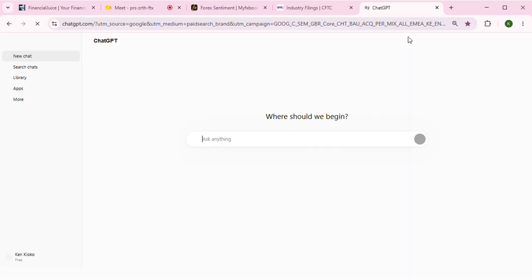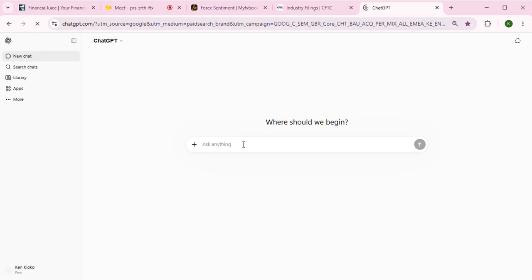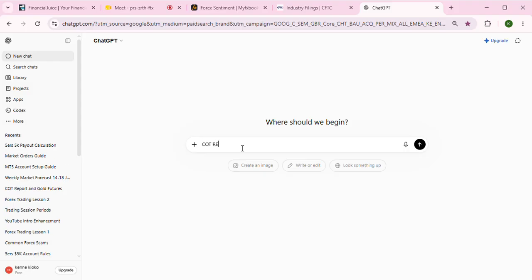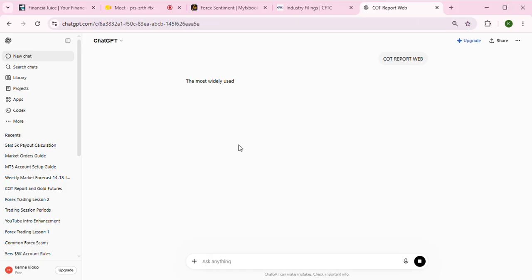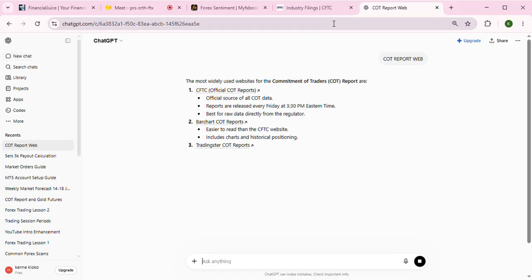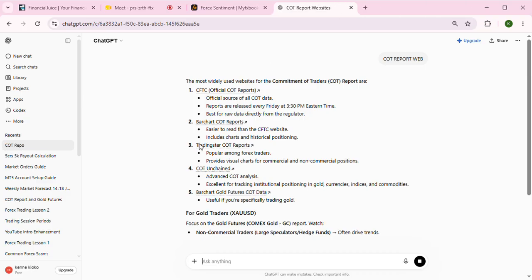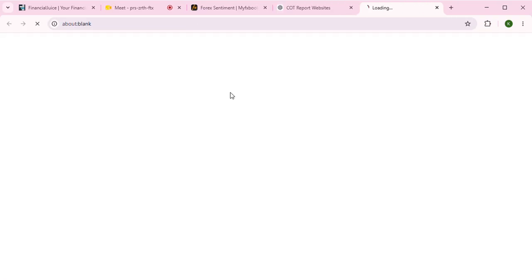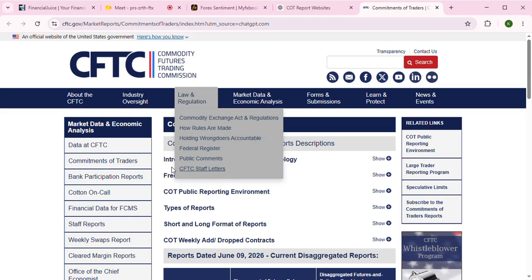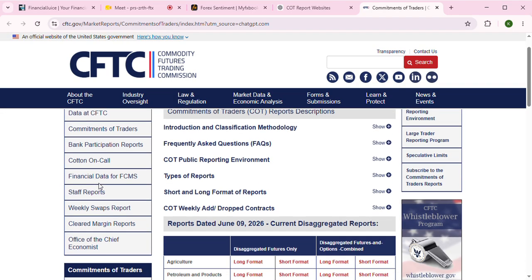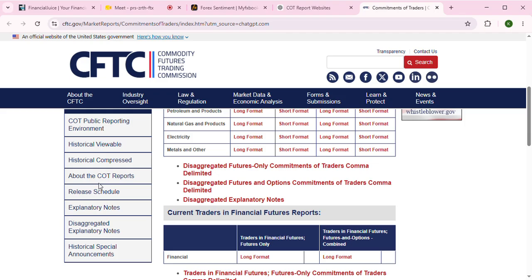Okay, this will give me the right COT report. Let me get the direct link that will take me to what I need. It's this one, the first link there. So you can see it has now given us what we wanted.